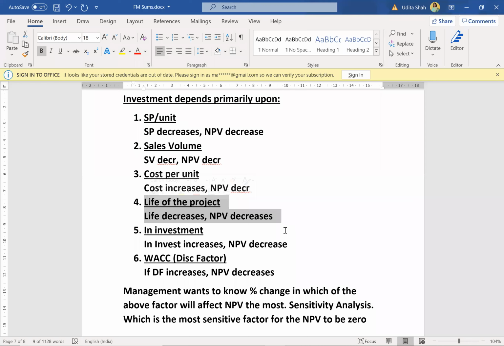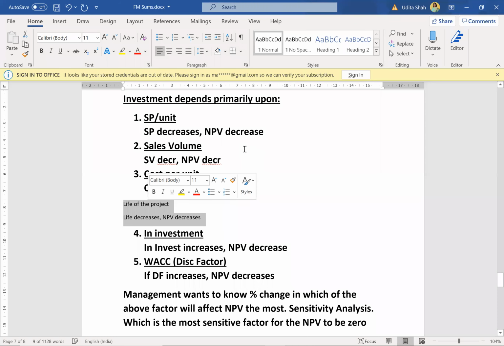We will need all those methods while calculating the sensitivity analysis. Obviously we'll need NPV method, discounted payback, profitability index, and we'll also need our IRR. So I want to know new factors. I want to know new selling price where NPV is 0. I want to know the new sales volume where NPV is 0. I want to know the new cost per unit where NPV is 0. I want to know the new life of the project where NPV is 0. So that is what we are going to do in sensitivity analysis.